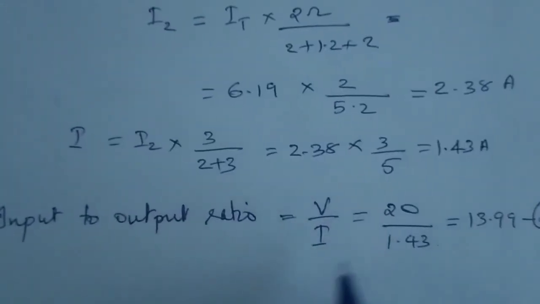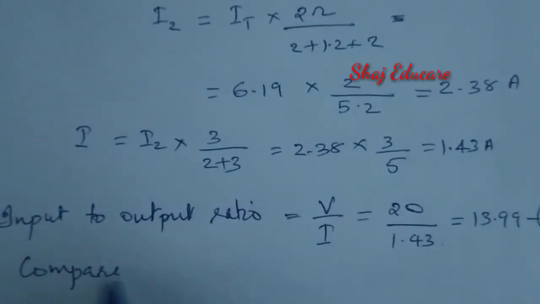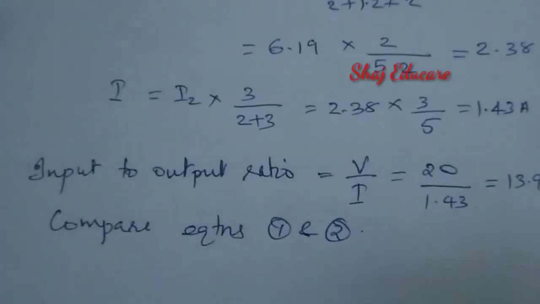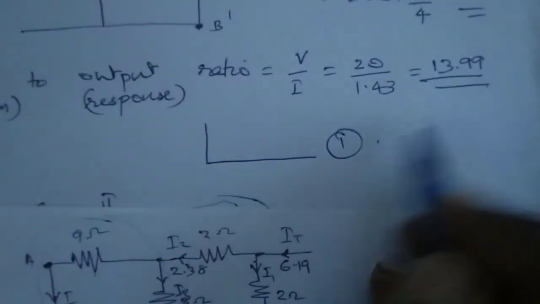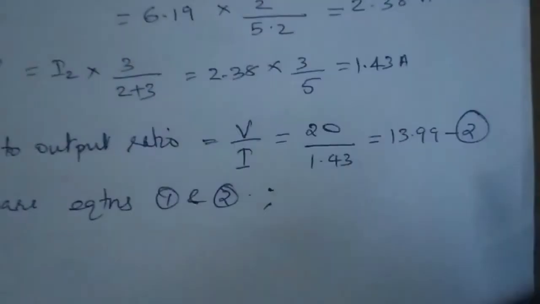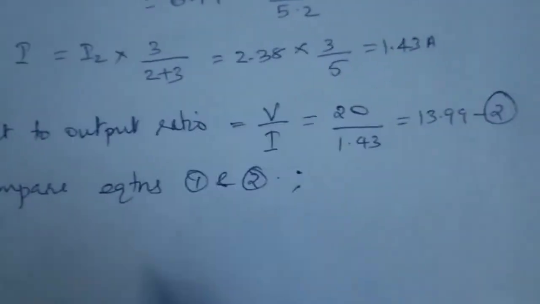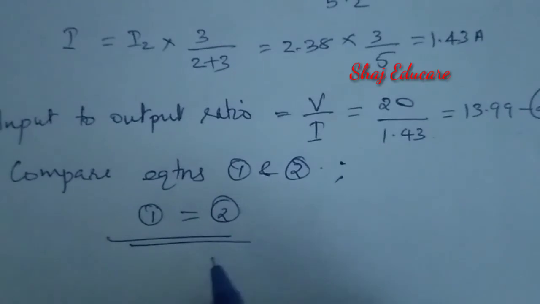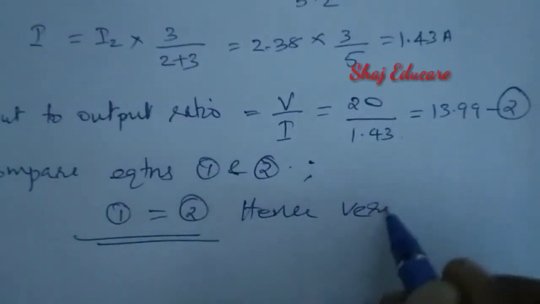On comparing equations 1 and 2, now compare the equations 1 and 2. Okay, by equation 1, the V by I ratio is 13.9, and by equation 2 also the V by I ratio is 13.99. Then we can say that equation 1 is equal to equation 2. Hence, we verified the reciprocity theorem. Okay.